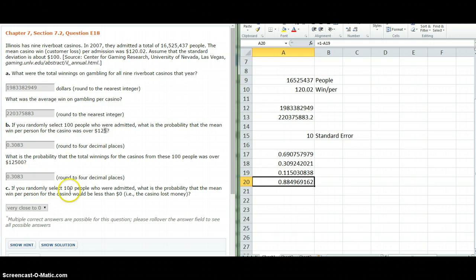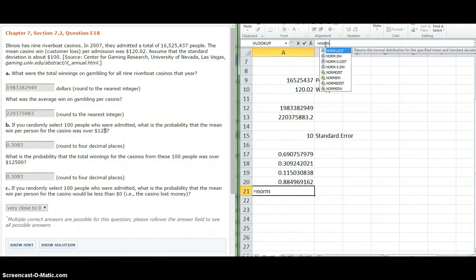If you randomly select 100 people, what's the probability that the mean win for the casino would be less than 0? So what we had done here is we had calculated if we have a single person walking into the casino, then they have an 11.5% chance of winning. In other words, the casino would have an 11.5% chance of losing. But that was a single person. Let's take a look for a group of 100 people. What's the probability that as a group, those 100 people would walk out of the casino as winners?